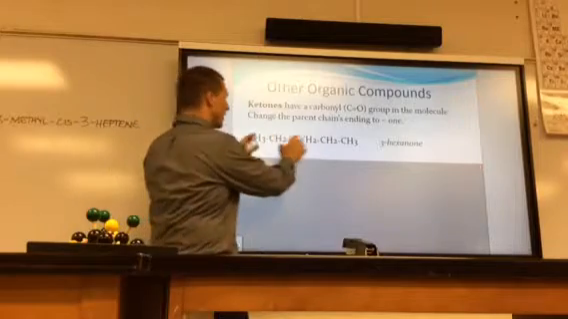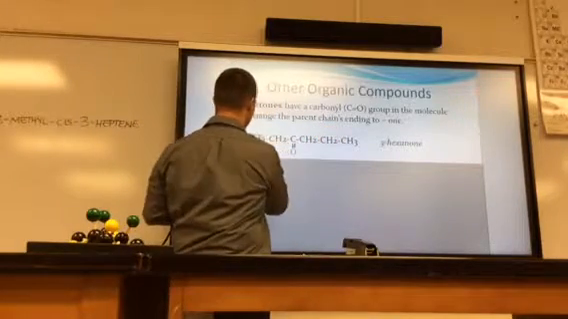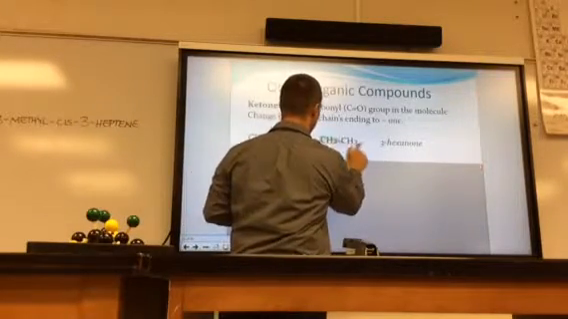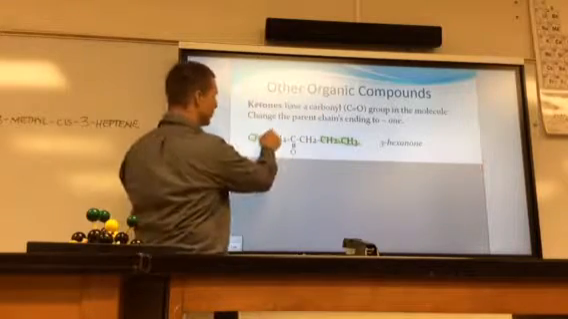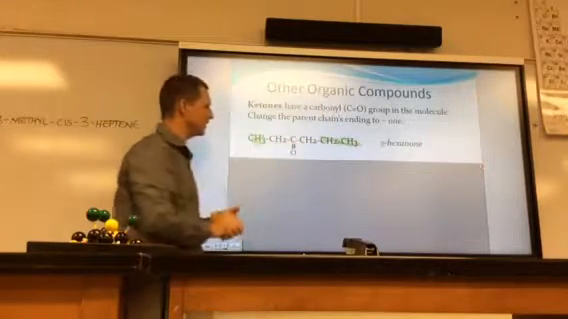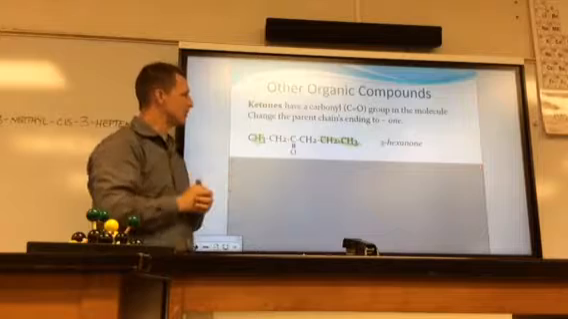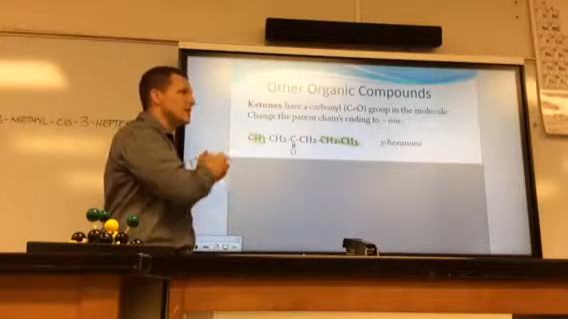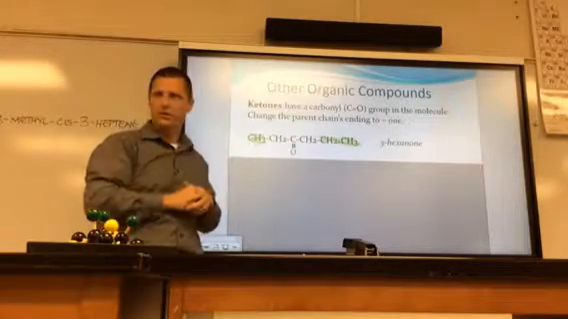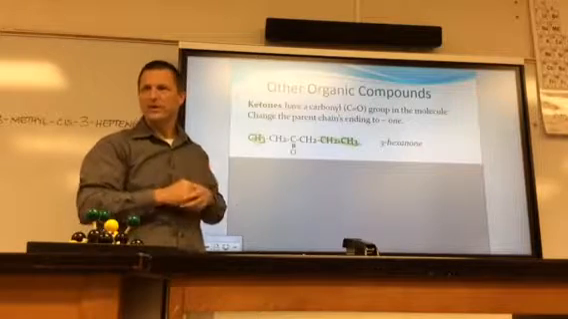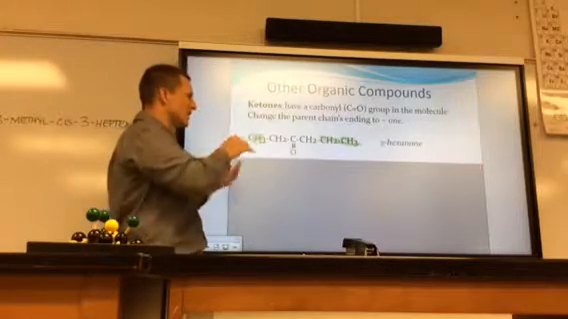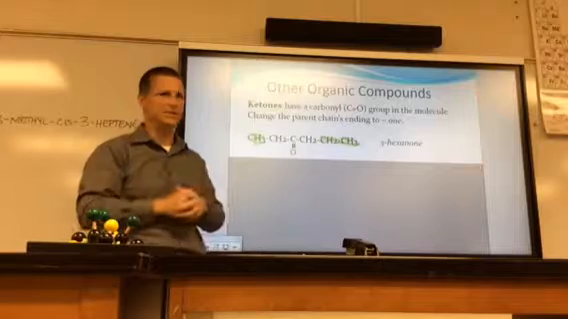Acetone is 3 carbons. It would just be 1, 2, 3 carbons with the middle carbon having an O double bonded to it. That's acetone, also known as propanone. Propanone would be the systematic name. Acetone uses a different system of naming.